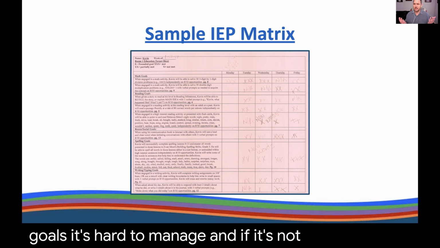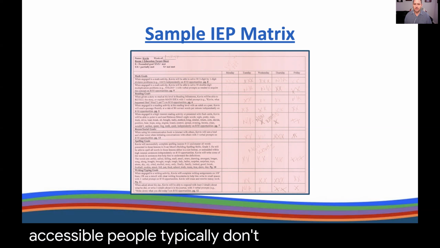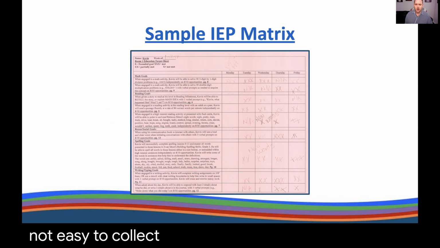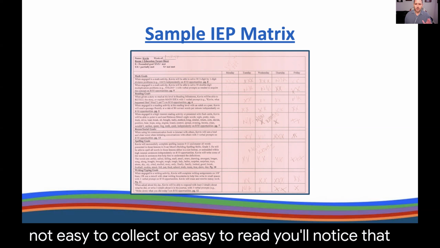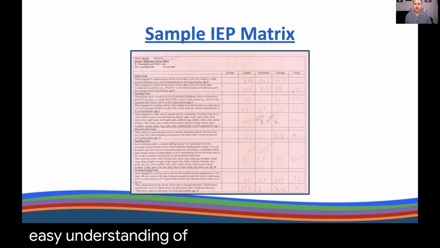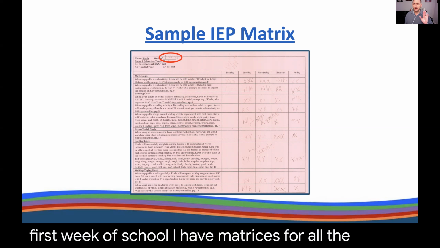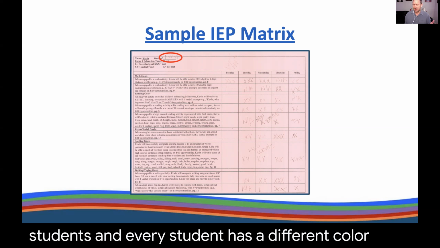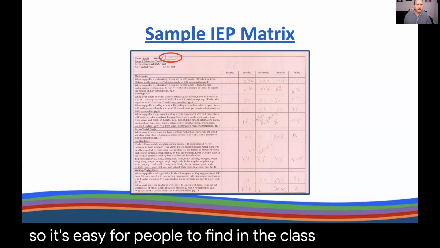And if it's not easily accessible, people typically don't keep data if it's not easy to collect or easy to read. You'll notice that with a glance, Monday through Friday, you can just have a very quick and easy understanding of what's been hit, what hasn't been hit. And you'll notice it's done weekly. So the very first week of school, I have matrices for all the students, and every student is a different color, just so it's easy for people to find in the class.